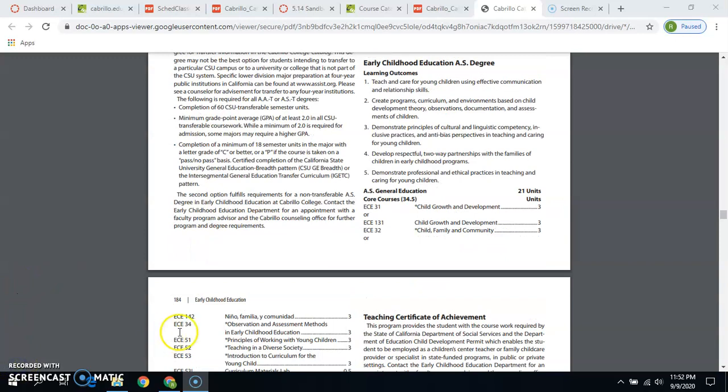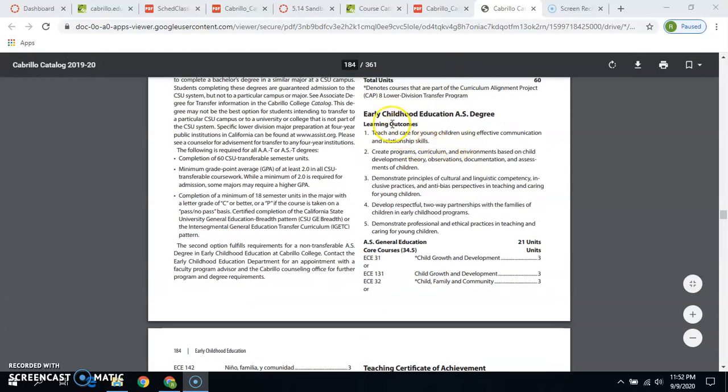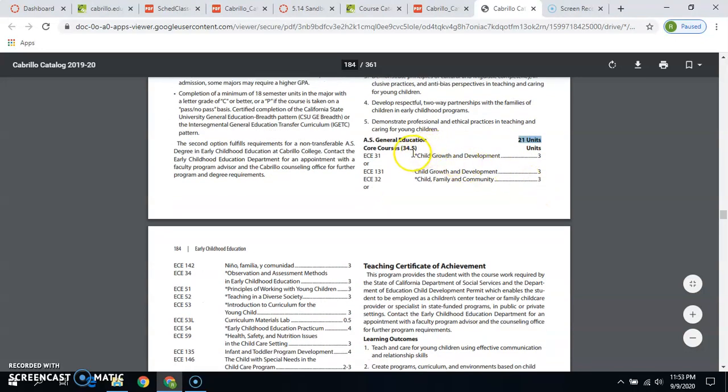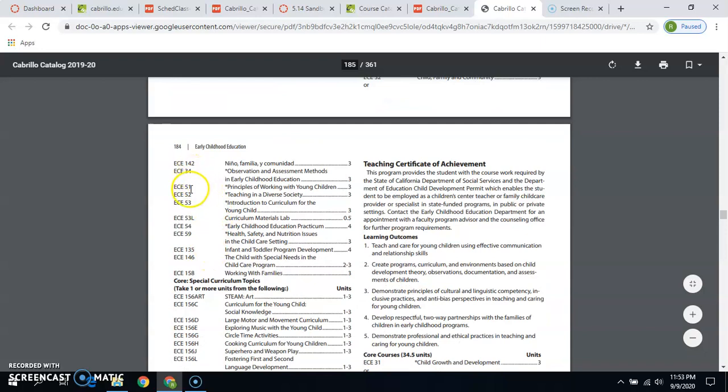The last part I want to talk about in this video is for a student who maybe wants to earn an Associate of Science in Early Childhood Education at Cabrillo. For sure, it's an AS in ECE. Because it's an AS, the student would have to complete 21 units of general education and 34.5 units of core requirements. For example, ECE 31 or 131, ECE 32 or 142, 34, 51, 52, 53, etc., etc. So the list, basically, it's all this list right here.